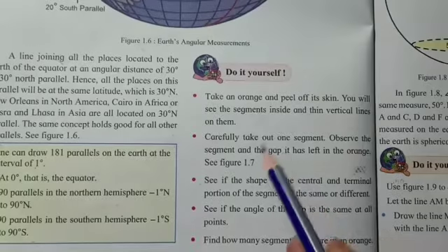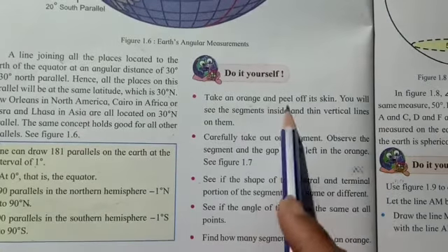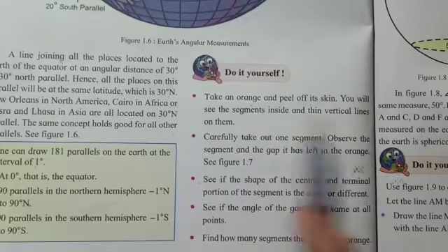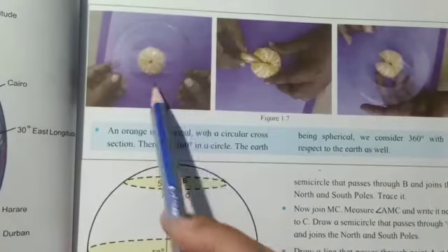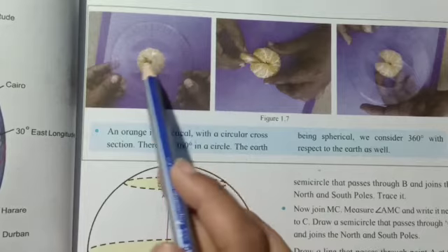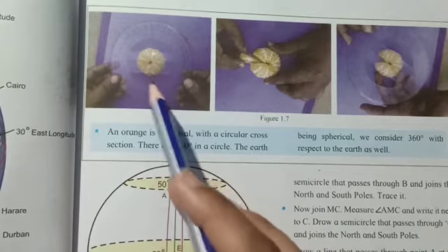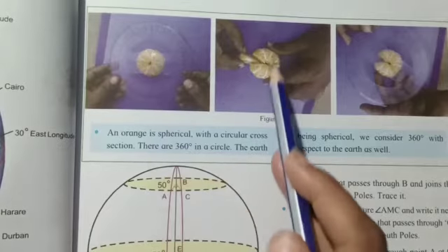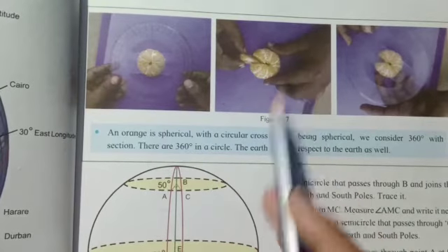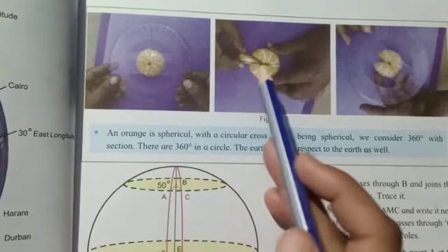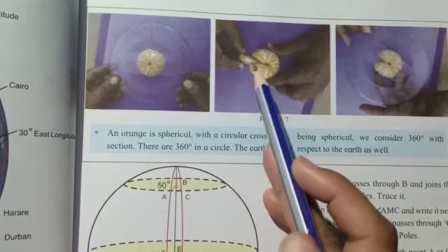First, we will read the instructions. Take an orange and peel off its skin. You will see the segments inside and thin vertical lines on them. Now this is the orange. As you know, we eat this fruit. If we take a protractor and want to measure, we can hold it on one side as shown in the figure, and we can see which angle is formed.